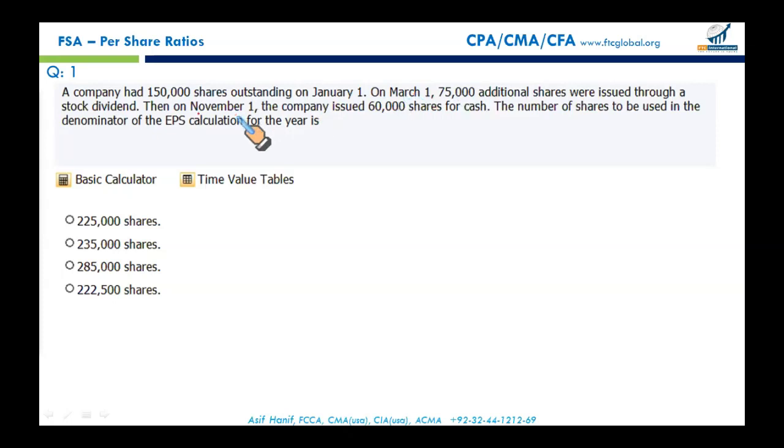the period. Then on November 1st, the company issued 60,000 shares for cash. This is the cash issue. It will be counted only from November till the end of the year. What is the number of shares to be used in the denominator of the EPS calculation for the year? Or in other words, you have to calculate the weighted average number of shares.